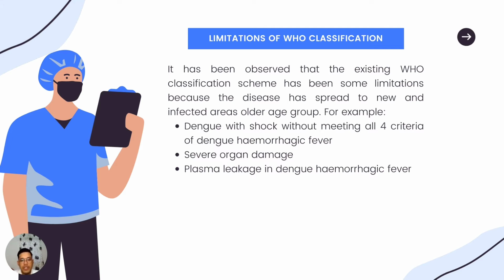The requirement of a 20% increase of hematocrit as proof of plasma leakage is difficult to meet due to several issues. The baseline hematocrit is not available in most patient areas, and therefore the interpretation of plasma leakage can only be made retrospectively.